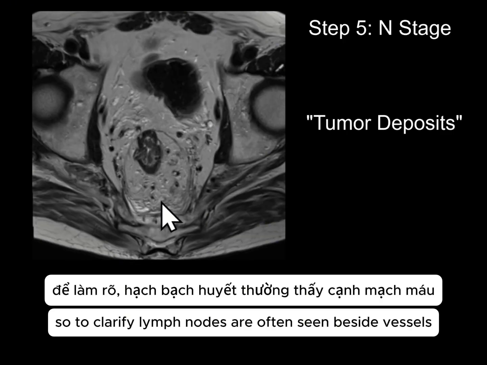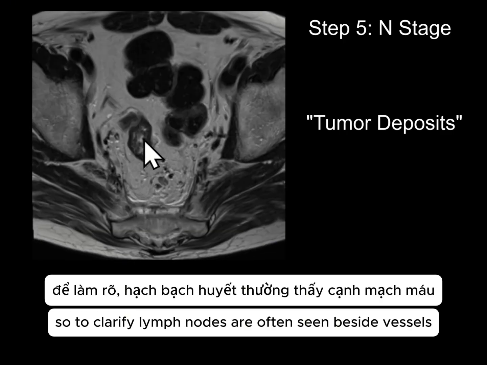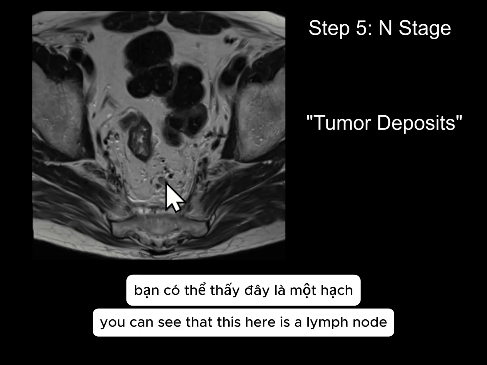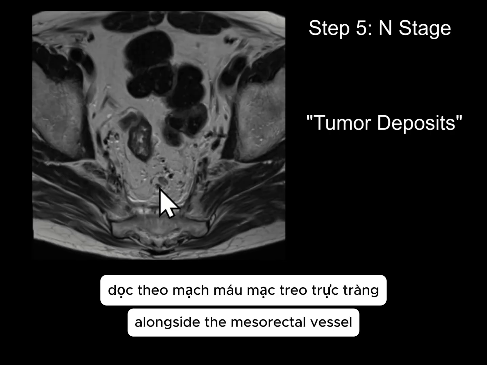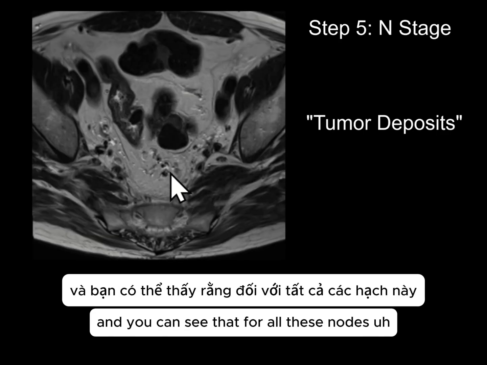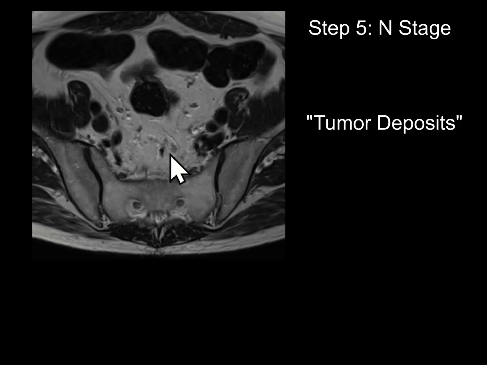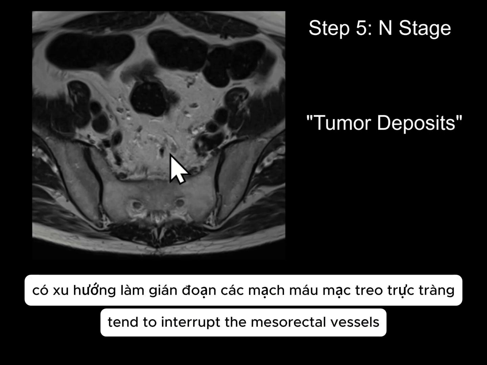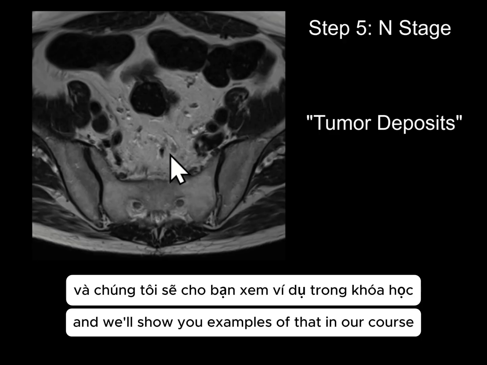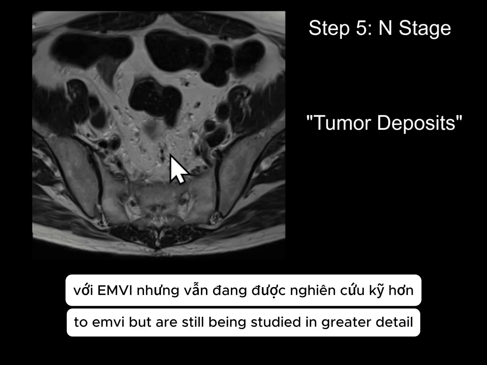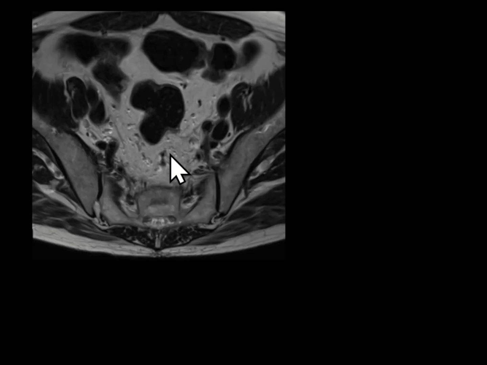So to clarify, lymph nodes are often seen beside vessels. So for example, in this other case with some lymph nodes here, you can see that this here is a lymph node alongside the mesorectal vessel. And you can see that for all these nodes, they're alongside the vessel. Tumor deposits, on the other hand, tend to interrupt the mesorectal vessels, and we'll show you examples of that in our course. The thought is that these have similar prognostic implications to EMVI, but are still being studied in greater detail.